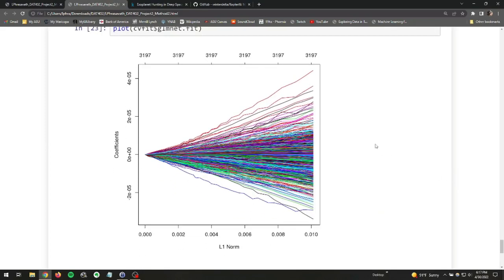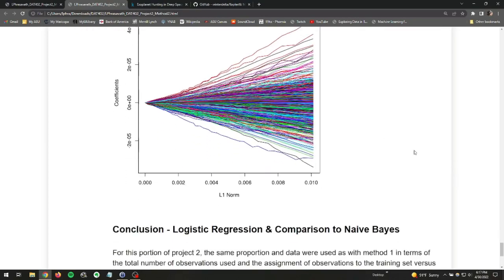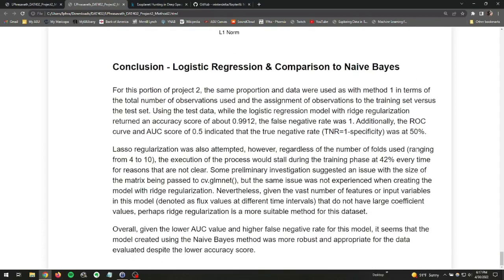So lots of different variables, coefficients, and lots of different models being tested. Overall, in comparison to the naive Bayes, given the false negative rate, the lackluster AUC score, and the fact that the true negative rate is about 50% of the time, I would say the naive Bayes might be a stronger model for our data set.